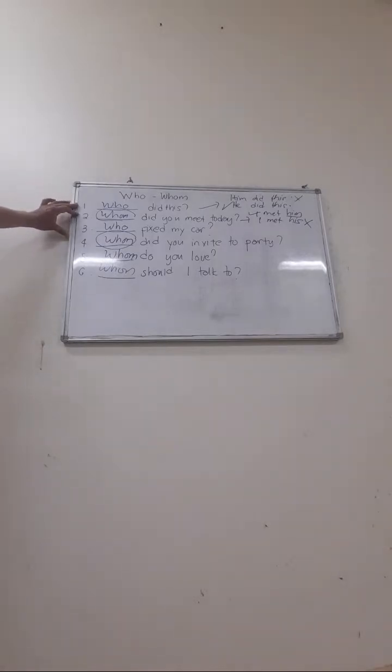Okay, so let's complete the sentences with the correct grammar. Who and whom. Number 1, who did this? Number 2, whom did you meet today? Number 3, who fixed my car? Number 4, whom did you invite to the party? Number 5, whom do you love? Number 6, whom should I talk to? Things like that. As you can notice here, only one is different out of 6, the number 3.